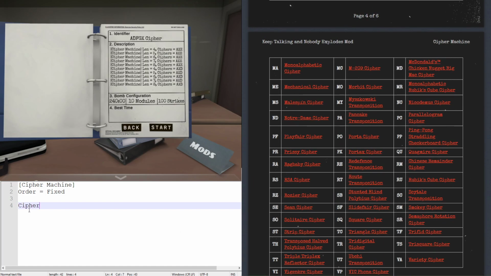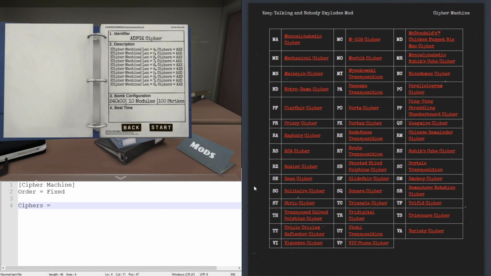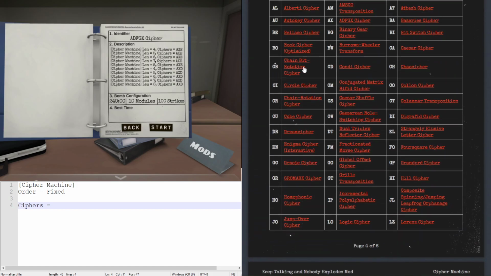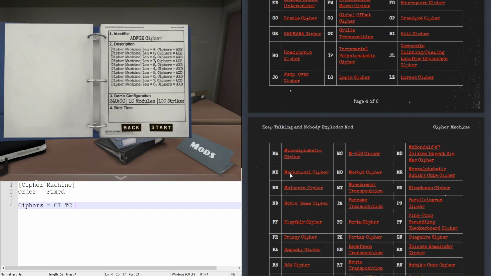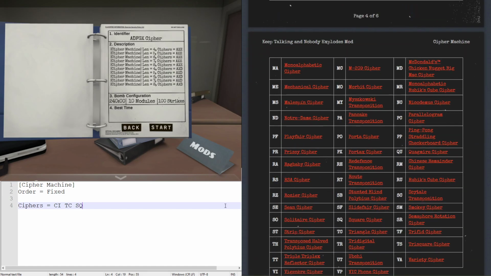I can have ciphers equals... I'm trying to think of all the things. First it was circle cipher, and I think that's CC? No, CI. So if I do CI, triangle cipher, which is TC, and square cipher, which I think is SQ. Yeah, it is. And there we go. Now with this property, I have to leave a comma afterwards to indicate the end of the property, and something like this, I can recreate shape cipher the way that's intended.